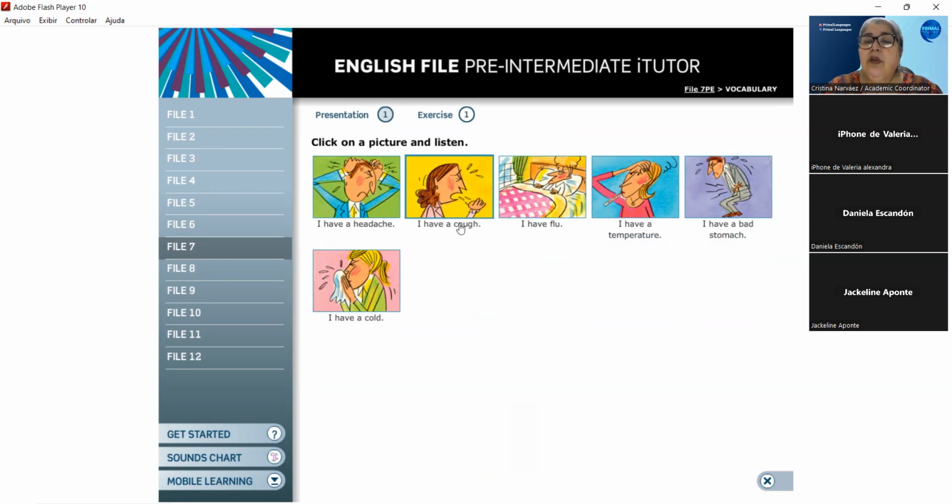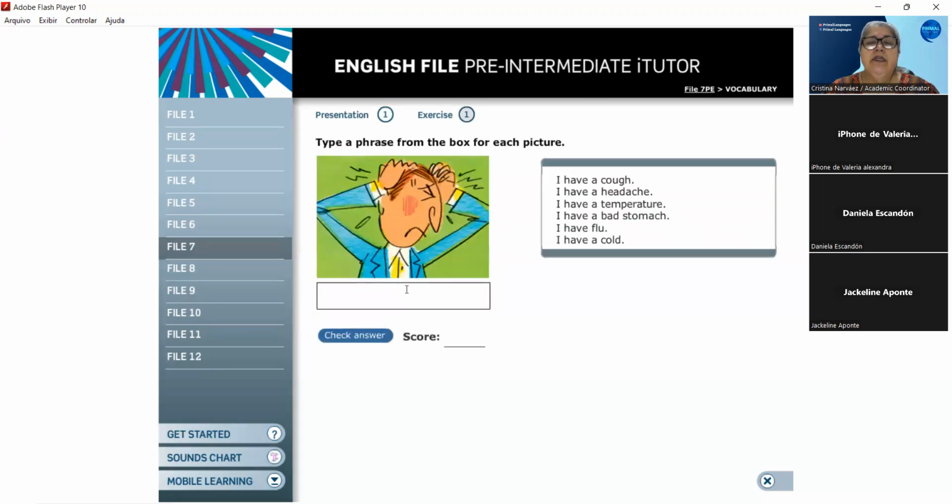Ajá, para que vean cómo es loco inglés con GH, pero se pronuncia cough. I have flu. I have a temperature. Please repeat. I have a temperature. Very good. I have a bad stomach. I have a cold. Very good. So, Valeria, what is this?